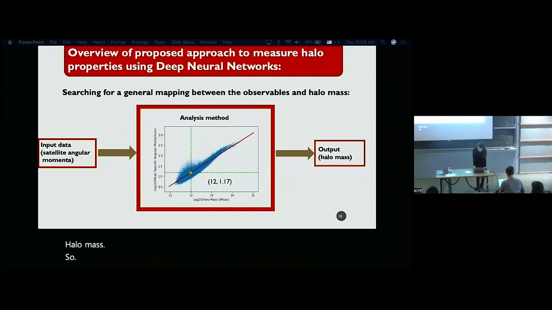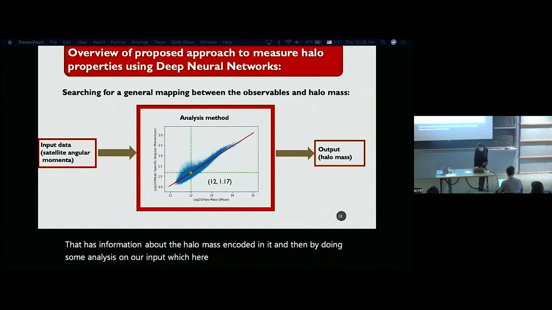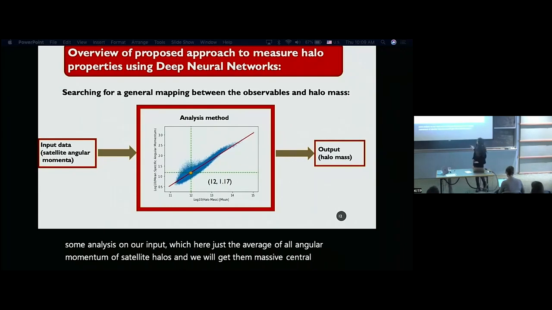As I said, we are searching for a relation between observables and halo mass of central halos. So we have some input that has information about the halo mass encoded in it, and then by doing some analysis on our input, which here is just the average of all angular momentum of satellite halos, we will get the mass of central halos as our output.